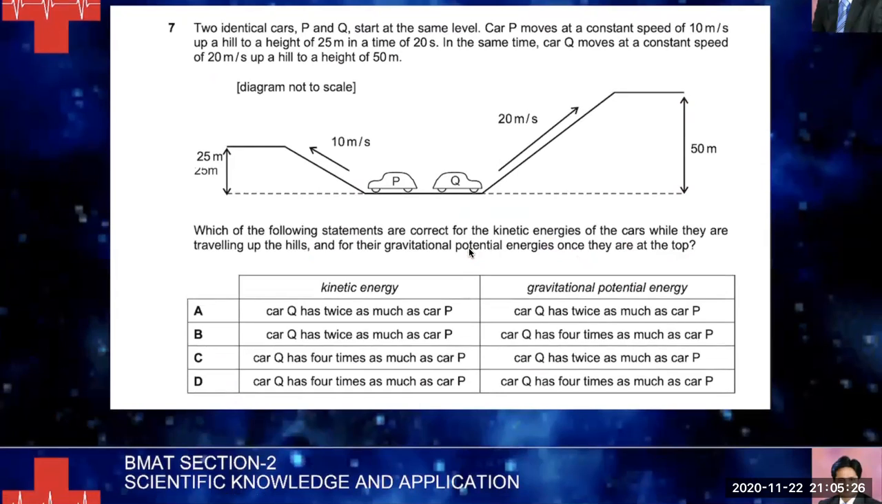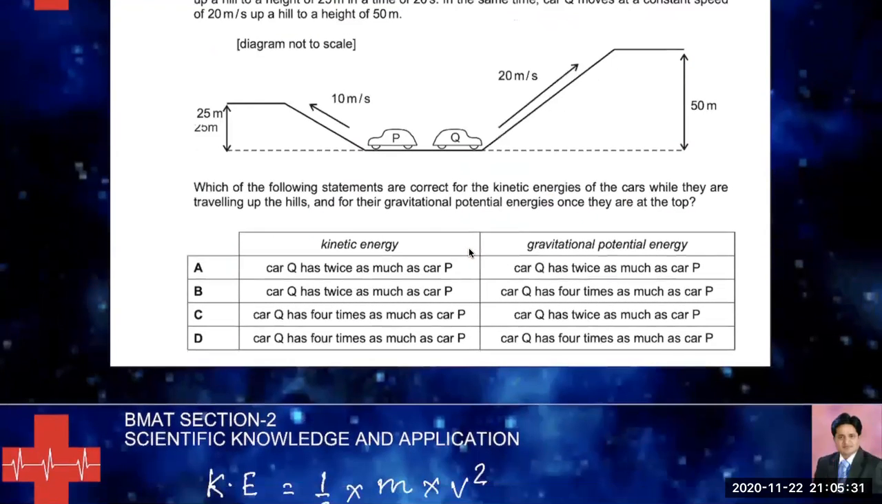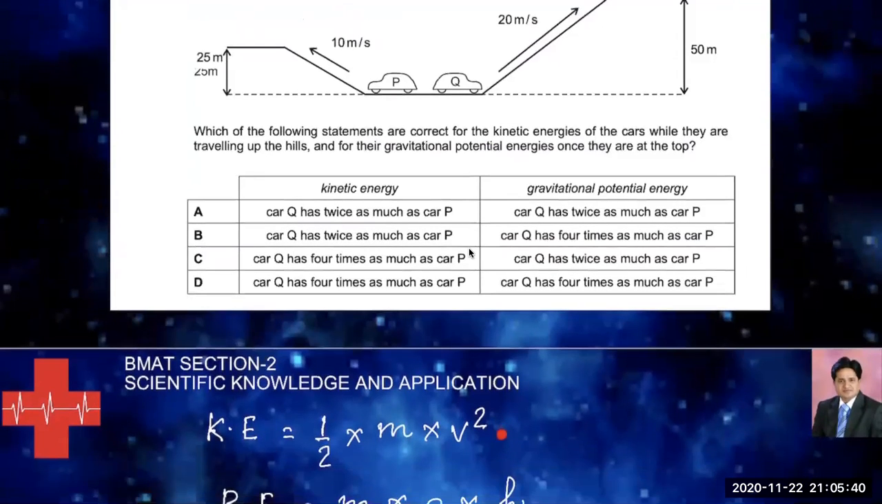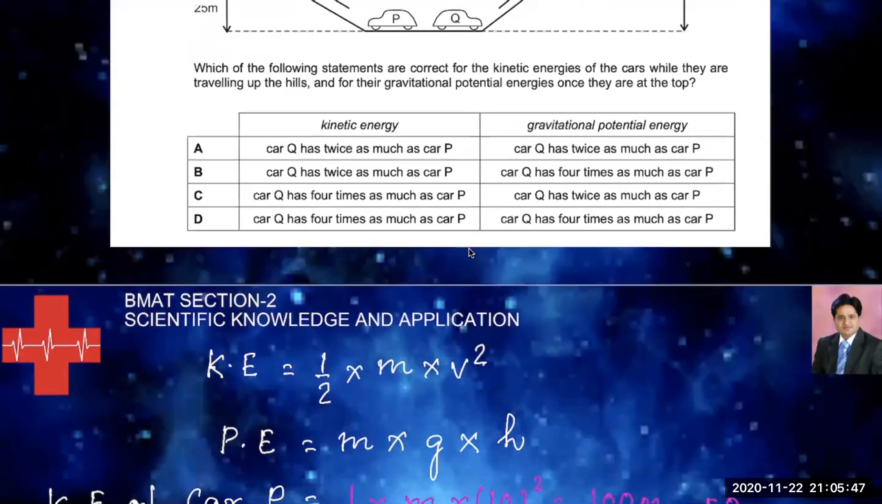So the kinetic energy, as the word kinetic itself means motion. So the kinetic energy is energy of an object because of its motion, or energy possessed by an object by virtue of its motion. And its mathematical formula is half times mass times velocity squared. So kinetic energy is given by half times mass times velocity squared. And the gravitational potential energy is given as mass times gravity times height. Gravitational potential energy means the energy possessed by a body by virtue of its position.